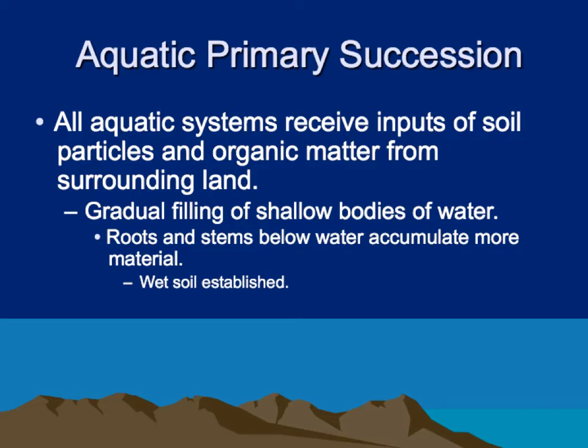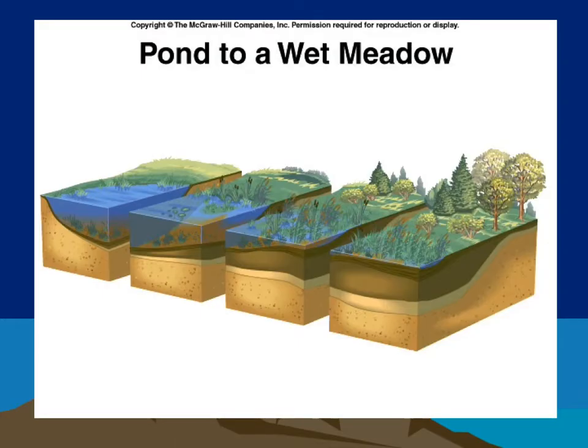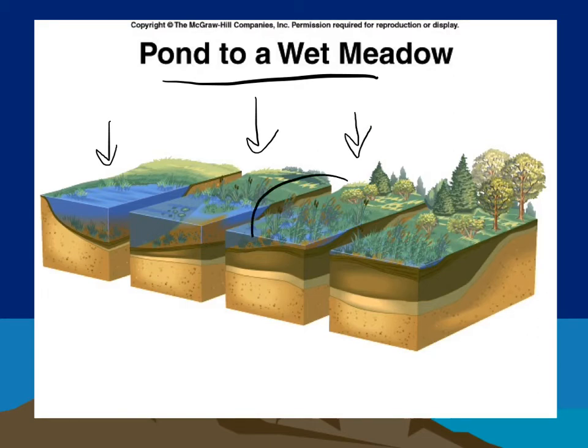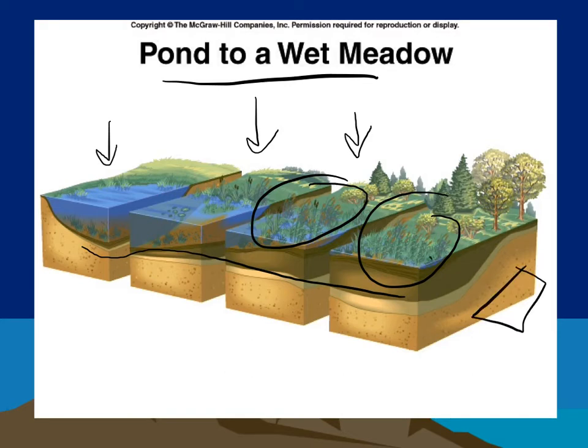So all aquatic systems receive inputs from soil particles and organic matter from surrounding land. Eventually, this is going to fill shallow bodies of water, and then we're going to get wet soil established and then eventually move into a terrestrial environment. So here we have from pond to wet meadow, and you can see that we started as a pond here, and we're moving in. Those shallow areas are being filled in by sediment, and eventually plants that are growing, and you can see the sediment change over time. And eventually we're going to have less and less water and more plants, and then the next stage of this would be all land, no water.